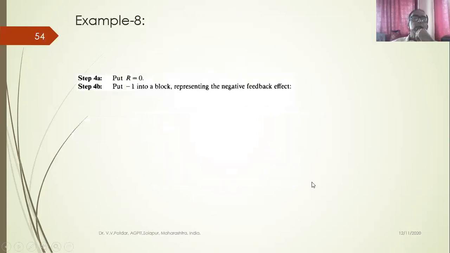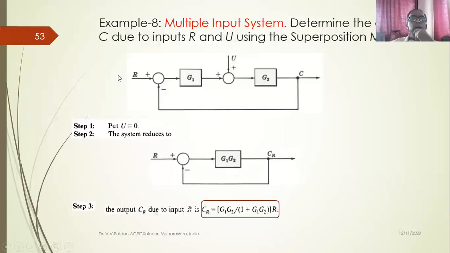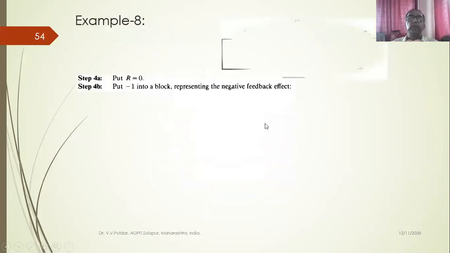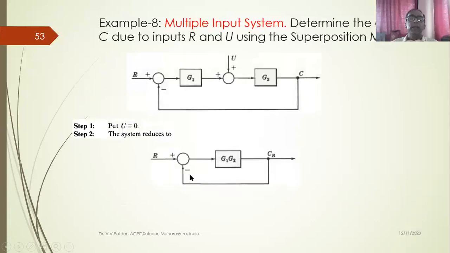Now put R equal to 0. Eliminate this summing point. Treat it as only U. And you have to rearrange this block diagram. So you bring this U here, isn't it? And this G1 becomes your feedback element now. The feed forward block elements will be only G2, right? And C, because there is minus, this I am eliminating.